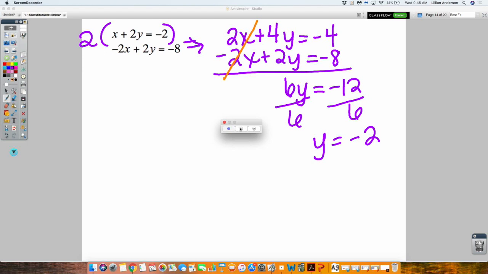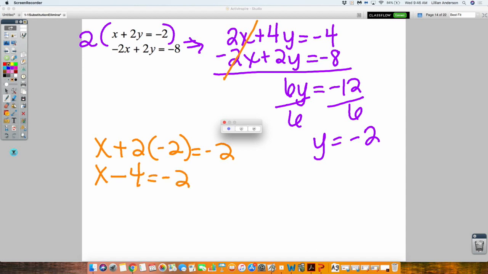All right? I have to find x, so that means I got to plug it back into what? The original. Doesn't matter which one. Preferably the top one. The top will probably be a little easier. So, going to plug in negative 2 for y. Going to multiply. That's going to give me a negative 4. And then I'm going to add 4. So x equals 2. All solutions are written as a point.